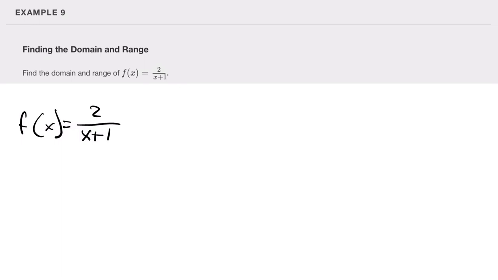Infinity always gets parentheses. Because we do not want to include -1, we use parentheses, and we combine these two sets with the union.